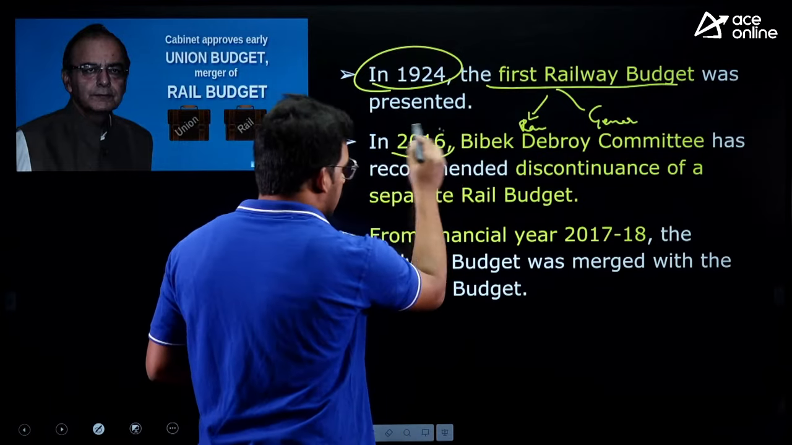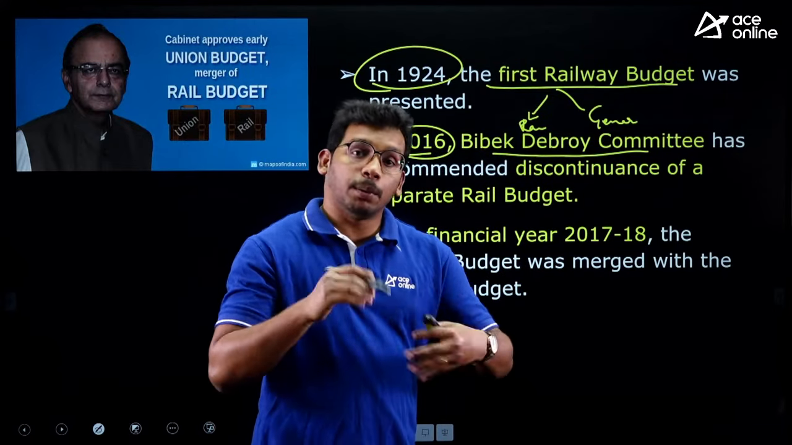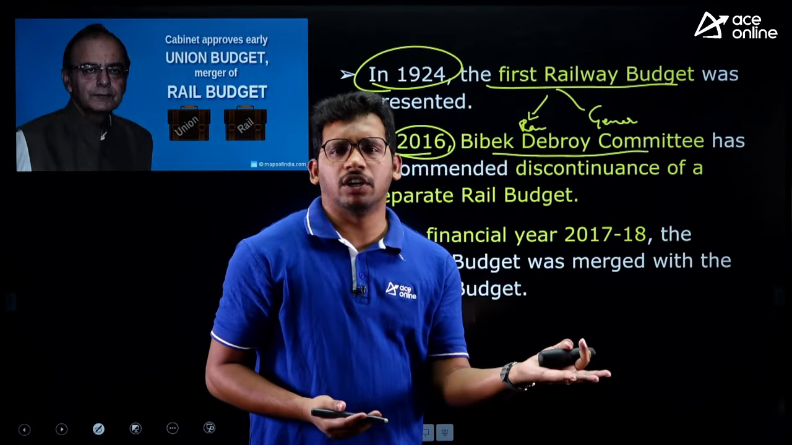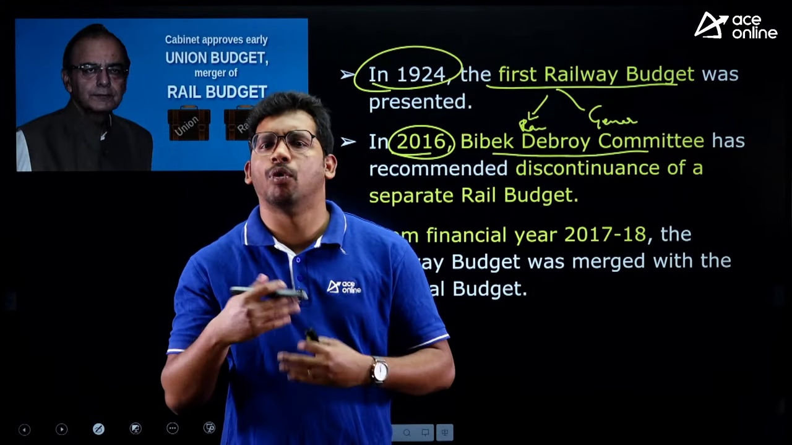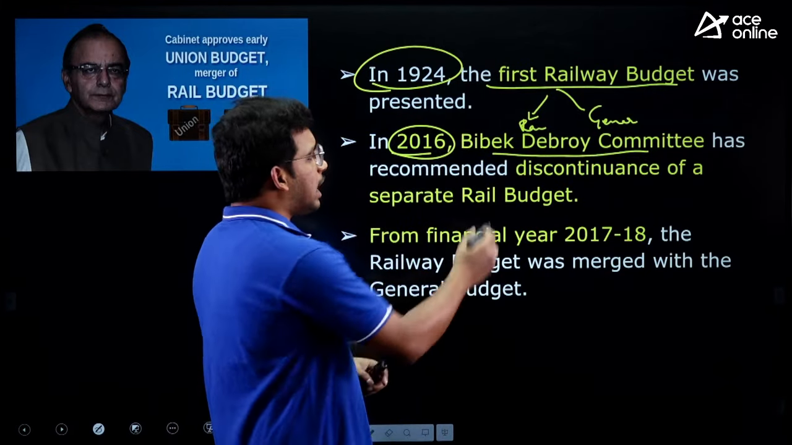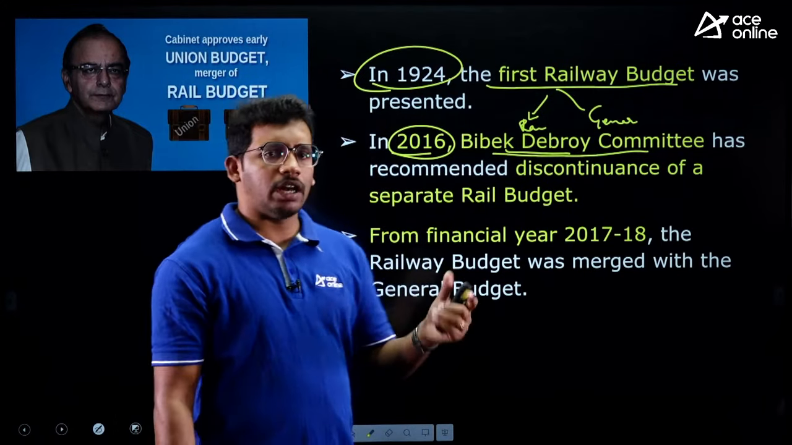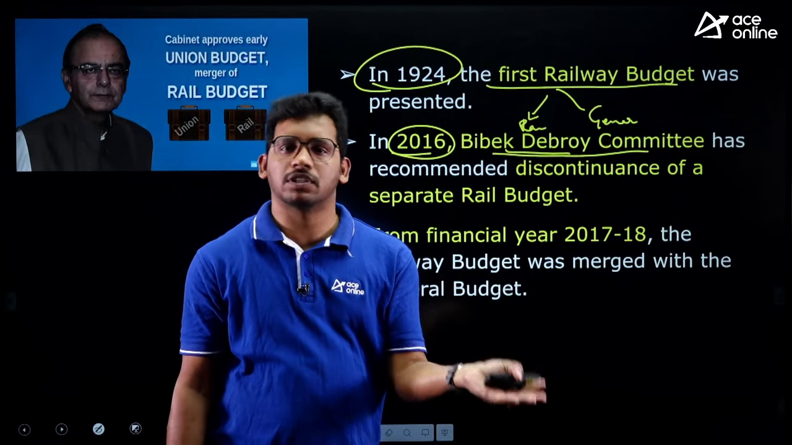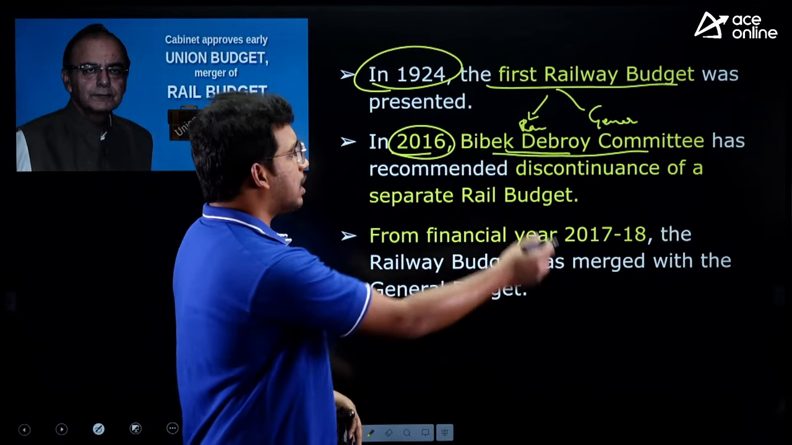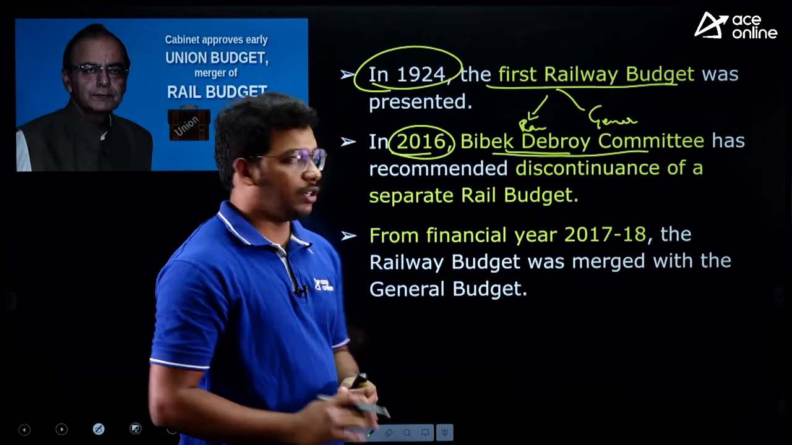But in 2016, there was the Bibek Debroy committee. They found that it was becoming politicized. Whenever there was a railway budget, there was a lot of criticism that one state did not get proper railway lines and another state was getting more. After considering all these things, this committee suggested merging the railway budget with the general budget. The funding to railways was also decreasing because more importance was going towards defense, environment, and education. So the significance of the railway budget has reduced. By considering all these things, the committee suggested that there should be no separate railway budget and we should merge it.